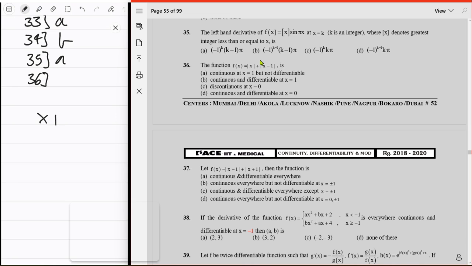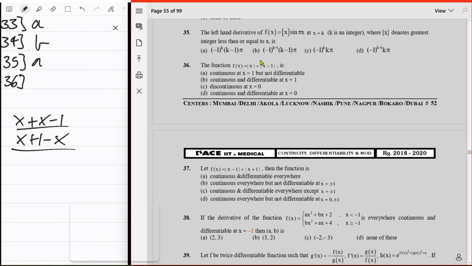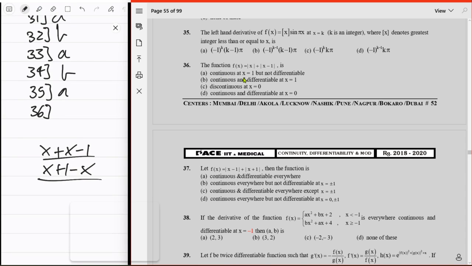So then it's just x plus x minus 1 on the more than one side, and then x plus 1 minus x on the less than one side. So over here the derivative is just 0, over here it's 2. So this is not differentiable at x equal to 1, neither is it differentiable at x equal to 0 because it's the x and then negative x, right? So it's not differentiable at 1 or 0, but it's continuous everywhere. Is it continuous at x equals 0? No. Continuous and differentiable? No. A is the answer. Next, 37.